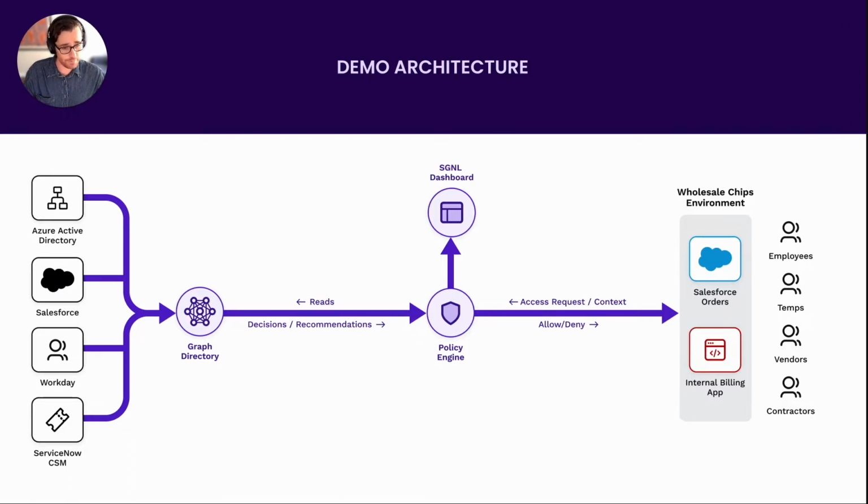On the right, you can see 2 applications integrated with Signal. The first, a third-party SaaS application, Salesforce, and the second, an internal billing application developed within Wholesale Chips to better cater to the needs of their customers. These applications will leverage the Signal policy engine and the underlying graph directory in order to determine who should have access to data, and will allow Signal to grant access just in time when a user requests it.